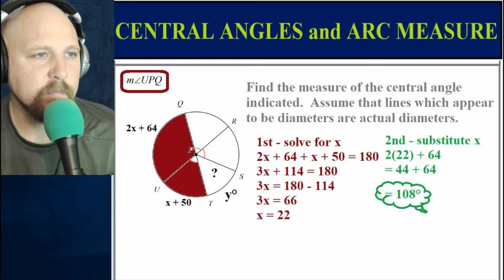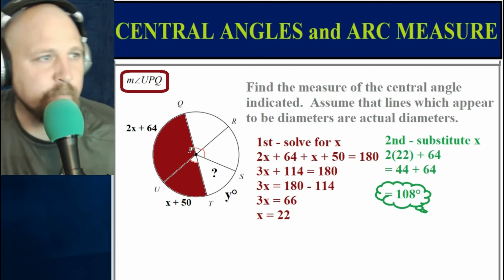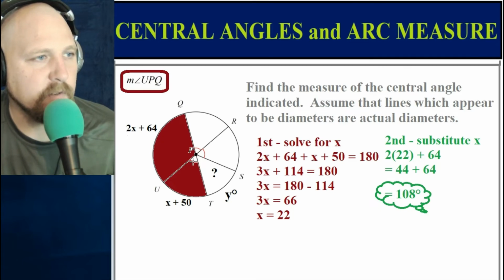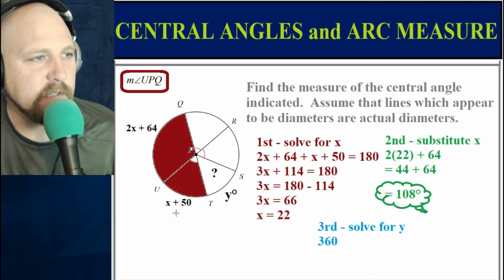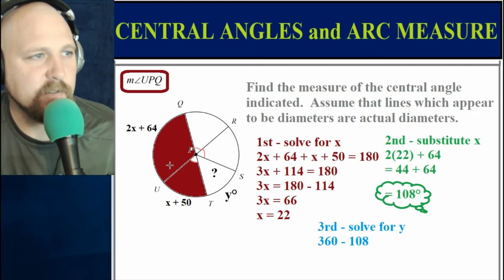Then to find y, we have to take the information that we know to help us with these three sections. And so we see that these three sections are the same value because they all have congruence marks. So we'll take this 22, plug it in here, and that's going to give us a 72. So when we're solving for y, it's 360 degrees for the full circle.